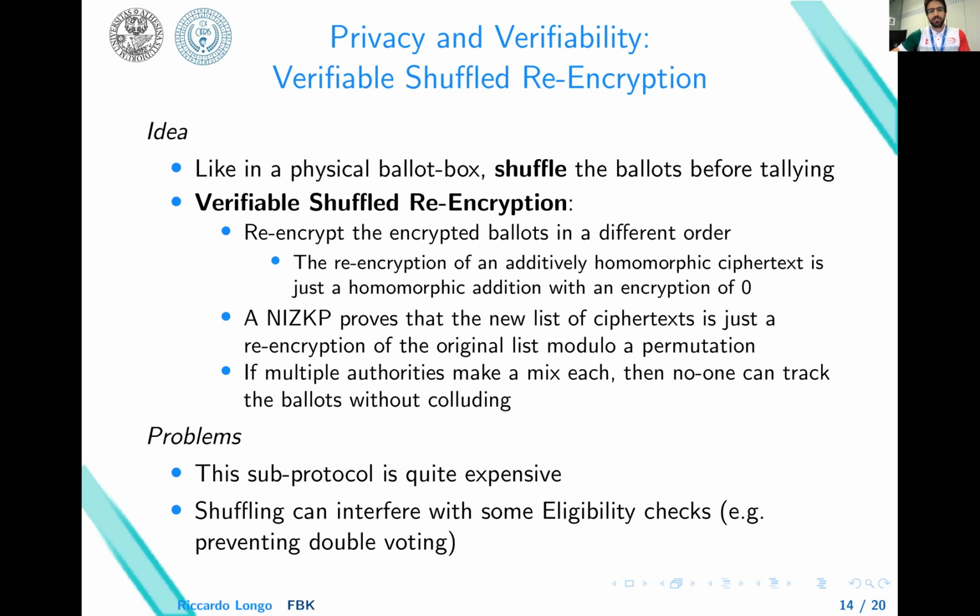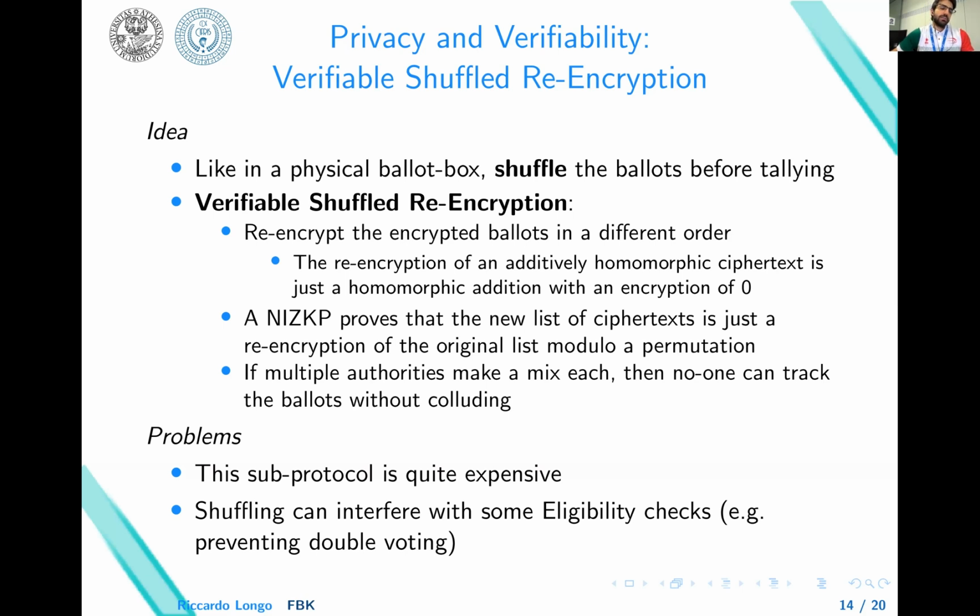To return to the setting of multiple authorities and the distribution of trust, if multiple authorities each make a mix, a re-encryption, and prove their work, then no one can track the ballots unless they collude. So we can effectively mix all the ballots, and no authority will be able to single-handedly track and link one of the original ballots to the final list. The problem is that this protocol is quite expensive, so there's some theoretical work to do on this aspect.